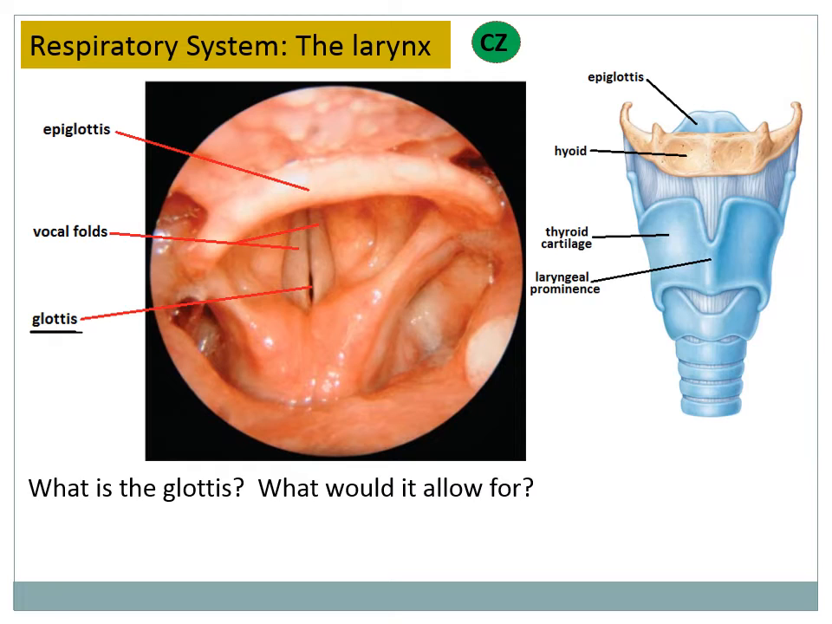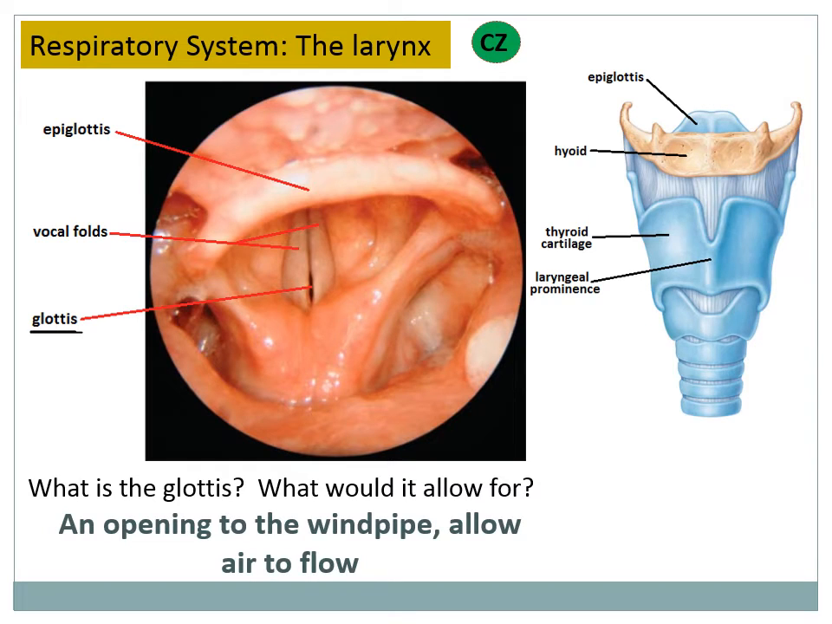So essentially what we're looking at here, we're looking at the larynx and we're looking down on it. We can see the epiglottis, which is going to close off the trachea. We can see the vocal folds, which is going to allow us to make noises, and we have the glottis. Essentially, the glottis is an opening to the windpipe. Our windpipe is also known as your trachea. So it's an opening to your windpipe, and it allows air to flow. Okay, so it's essentially an opening, a hole.